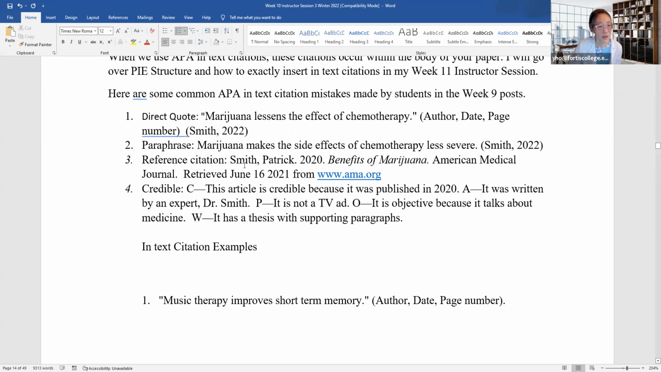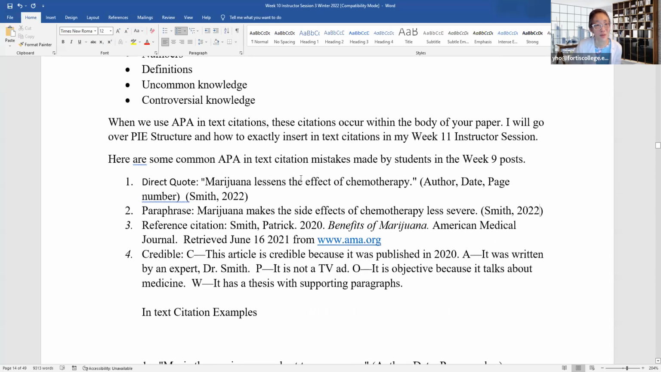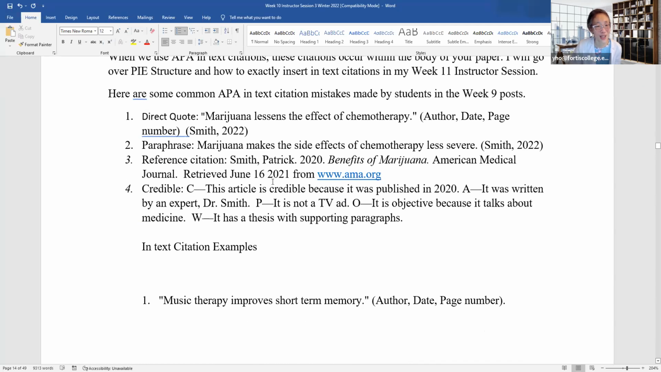Then you have to have Smith, Patrick, which matches Benefits of Marijuana, American Medical Journal, retrieved. So I did this particular lecture June 16th, 2021. So that's when I typed this out. That's how you could tell, because it's the date, from WWAMA.